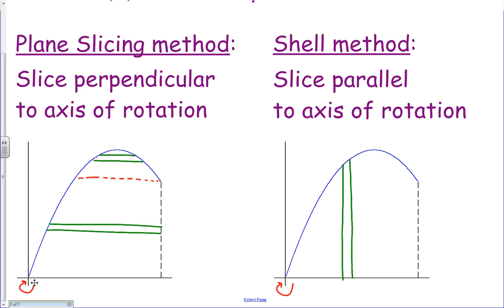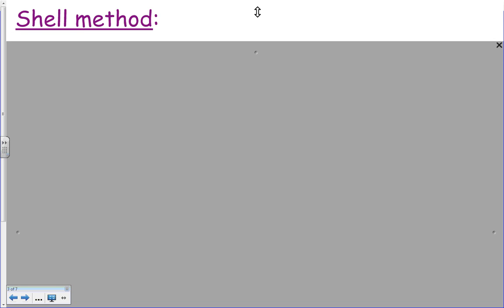The only difference is, are you slicing perpendicular to your axis of rotation or parallel to your axis of rotation? If it's perpendicular, that's the plane slicing method, or the disc, washer, and slab method. If it's parallel to your axis of rotation, then it's the shell method. All right, so let's go through these steps and describe the process we're going to go through to evaluate a volume problem using the shell method.